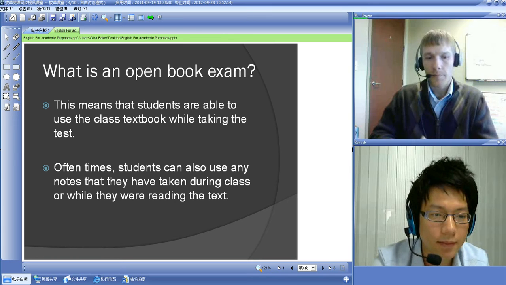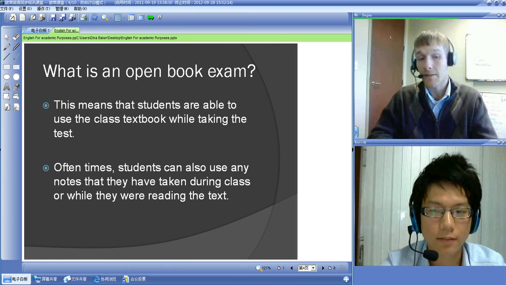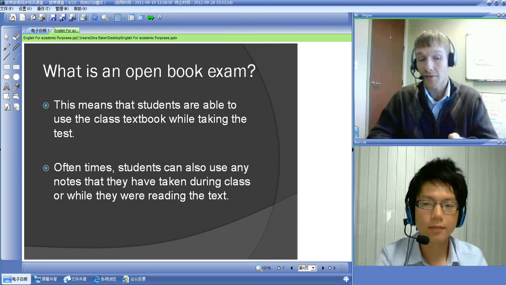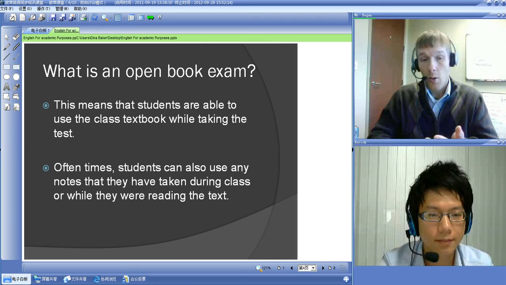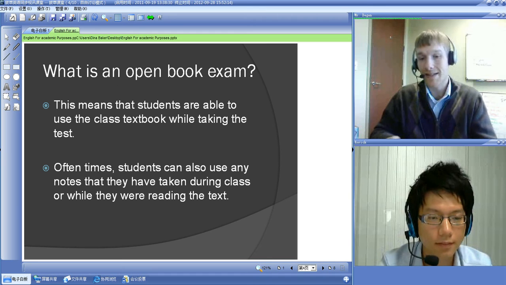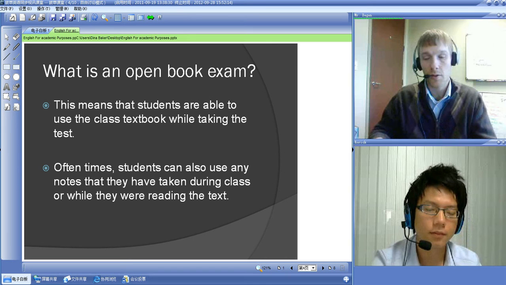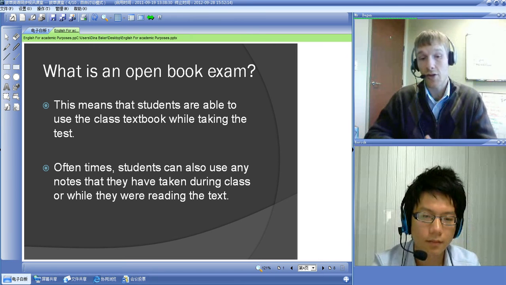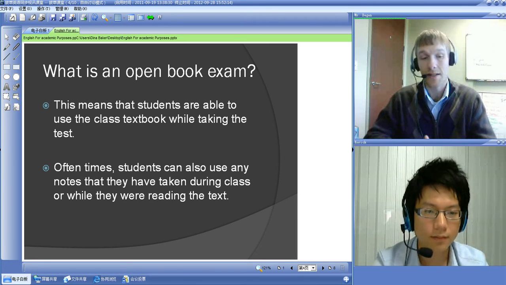Of course it means that the student can use the textbook. It oftentimes means that they can use notes from class, or notes they took from reading the textbook, or journal articles. Sometimes it allows students to use online resources during the test. It all depends on the teacher. The teacher will tell you what resources are available for you to use while taking the test. If the teacher doesn't, make sure that you ask prior to taking the test, or the class before, so that you can study in the right way. Any questions about that?